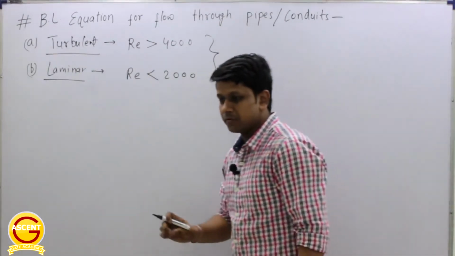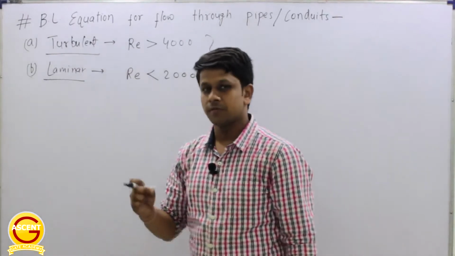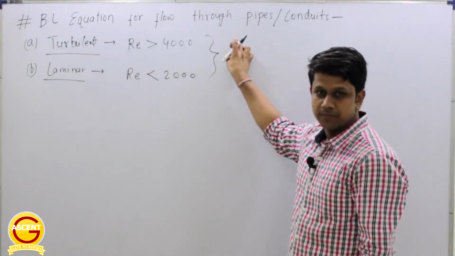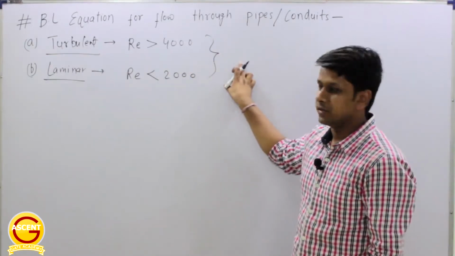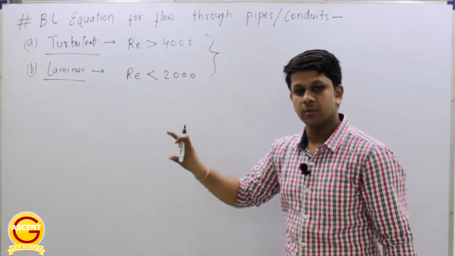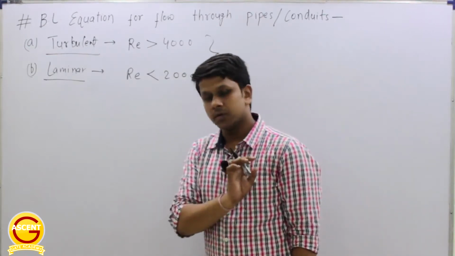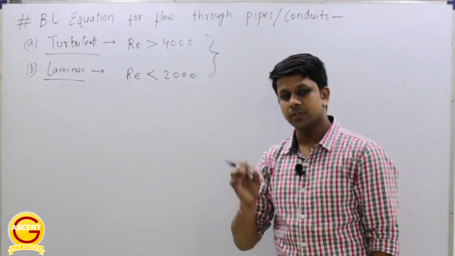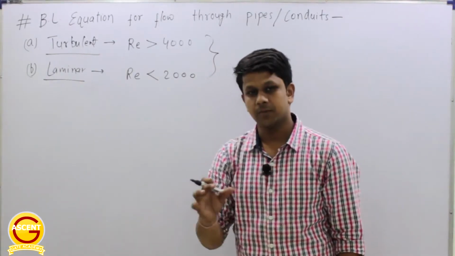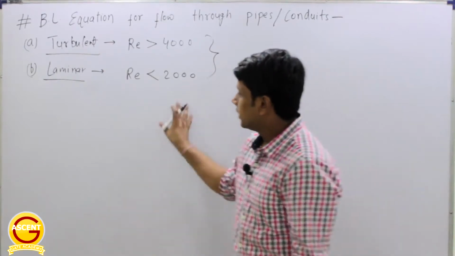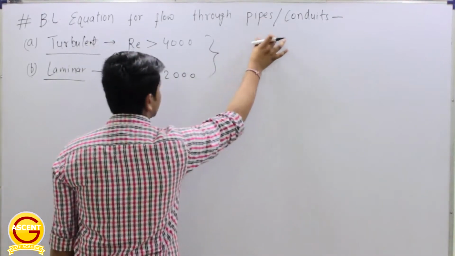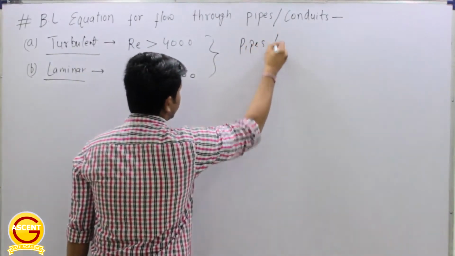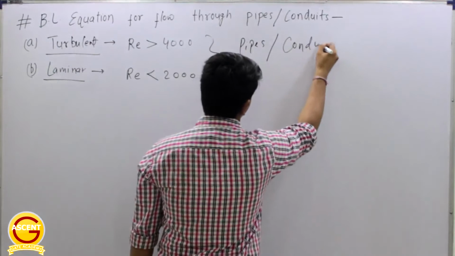These values were different for flow over flat plates. For flow over flat plates, the values were 5 into 10 to the power 5 and 2 into 10 to the power 5. If the Reynolds number was less than 2 into 10 to the power 5, we said the flow over the flat surface is laminar, and if it was greater than 5 into 10 to the power 5, we said the flow over the flat plate is turbulent. But the values are different for flow through pipes or conduits. So this is valid for pipes as well as flow through any conduit.